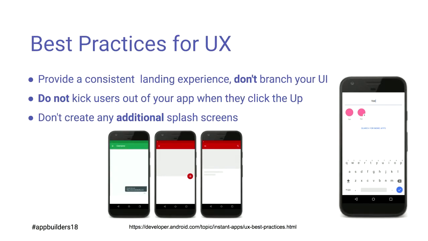And another important thing, this instant app is part of your application, so you don't branch your UI. And another important thing, you see the up buttons here. Probably the activity you give the users in your installable app won't be the homepage. So maybe it has an up button, but you should check at your instant app and don't let your users get kicked out of your instant app when they click the up button.